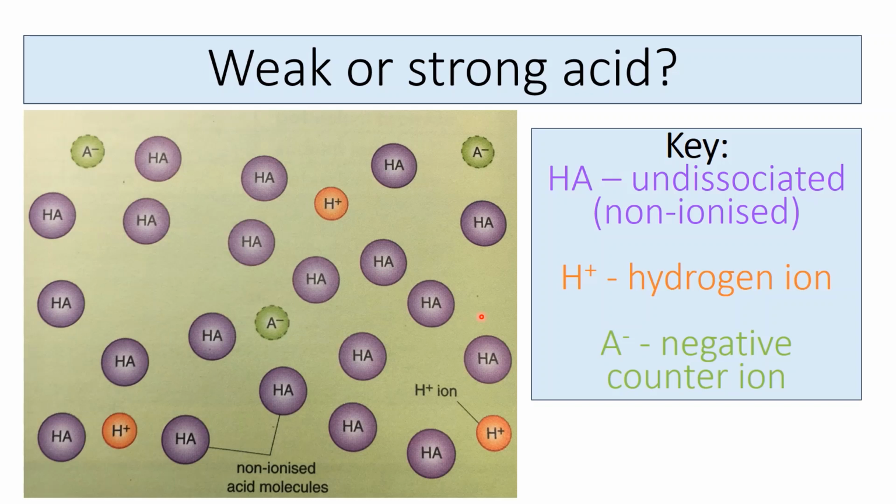Hopefully you've looked at this diagram and realised that there are a great number of undissociated, non-ionised acid particles, acid molecules. Therefore, this is a weak acid. There are only a few dissociated, ionised hydrogen ions, and equally the same for the counter ions. That means that this diagram represents a weak acid.